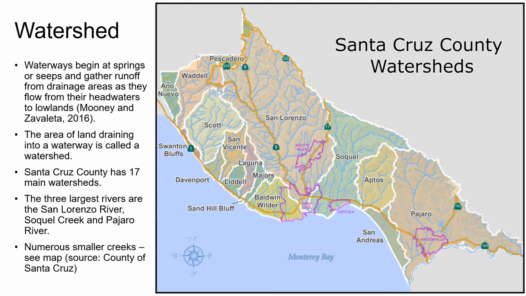Waterways begin at springs or seeps and gather runoff from drainage areas as they flow from their headwaters to the lowlands. The area of land that drains into a waterway is called a watershed. On the right, you can see a map of all the watersheds in Santa Cruz County. We have 17 main watersheds, and our three largest rivers are the San Lorenzo River, Soquel Creek, and the Pajaro River. In addition to these, there are numerous smaller creeks, as you can see on the map, and all of these waterways have riparian vegetation associated with them.